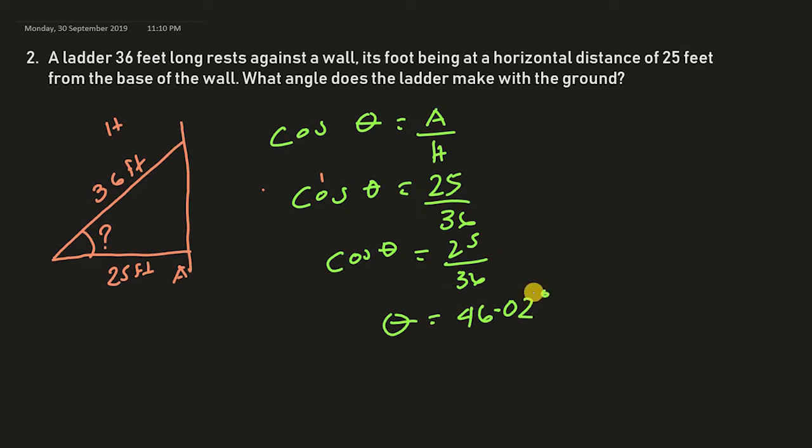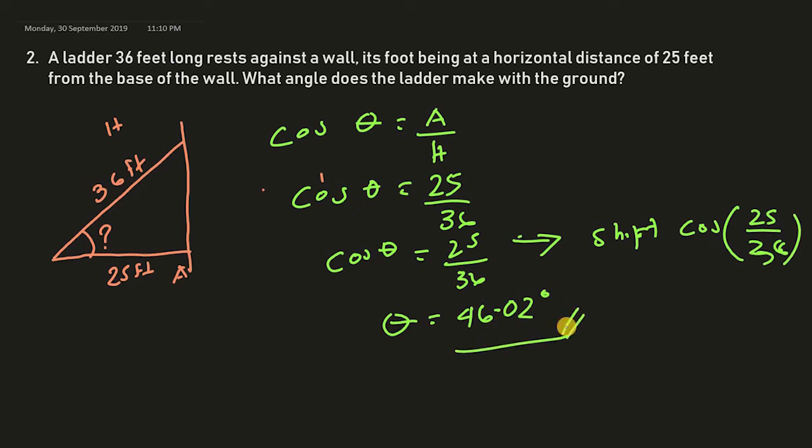degrees. Alright? Don't forget, if you are solving this, sa calculator natin, yung mangyari dyan would be shift cos, tapos input natin yung value na 25 over 36 to get the certain value. Alright? So, the angle that it makes is this angle.